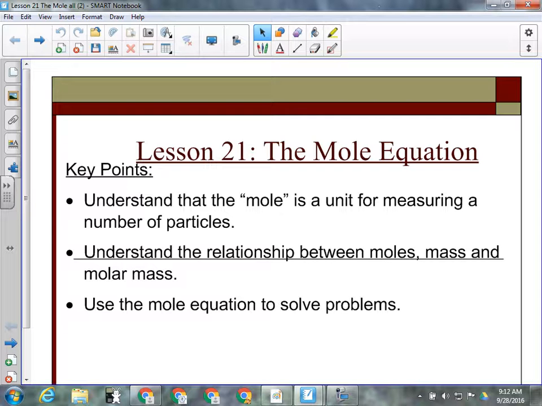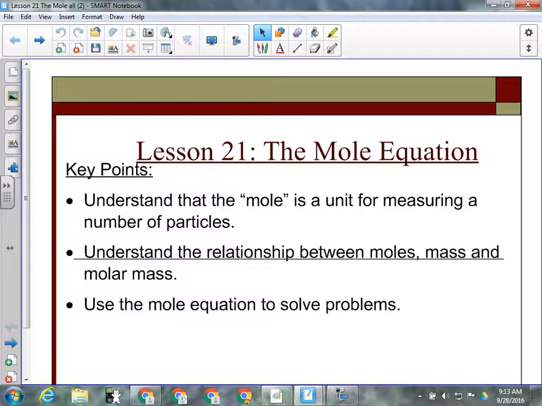All right, last thing in the chemistry unit, the mole. The mole is a unit of measurement, like a centimeter or a kilogram or a liter. It measures the amount of something. Specifically, it is a specific number of atoms or particles.